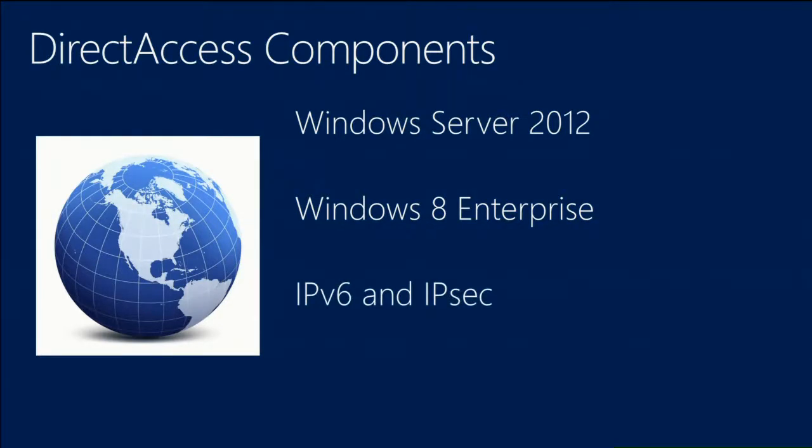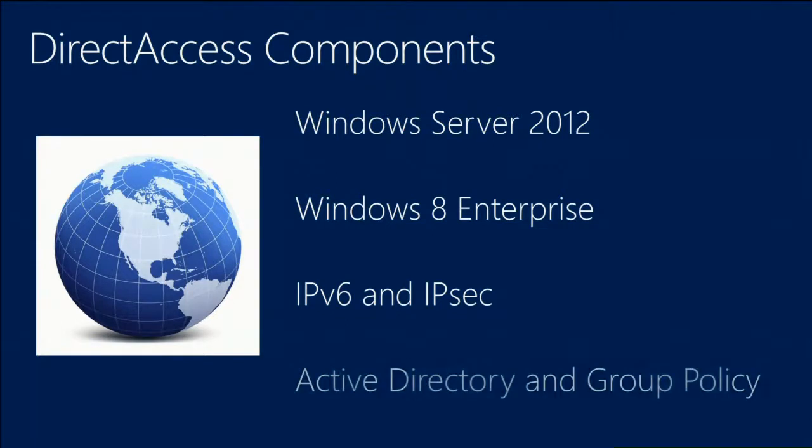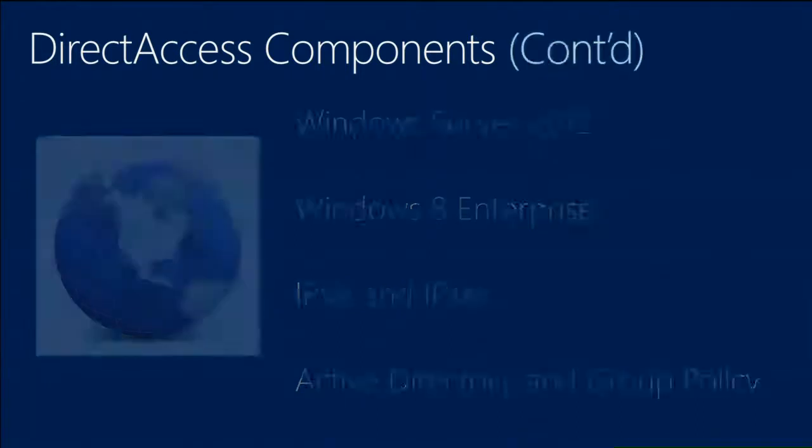It relies on IPv6 for its transport and IPsec for security, so it does require certificates so that we can establish our IPsec tunnels. And then we use Active Directory and Group Policy to centrally administer and deploy the settings for our clients. We actually do that from AD and do that with Group Policy objects.